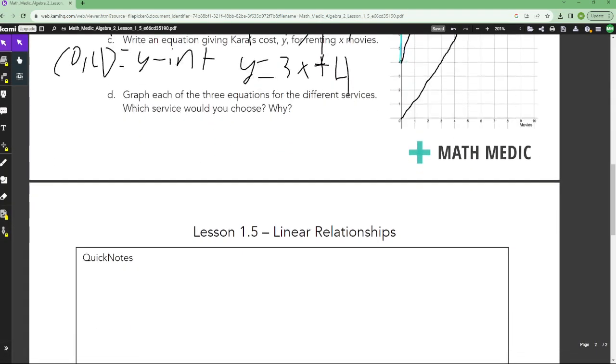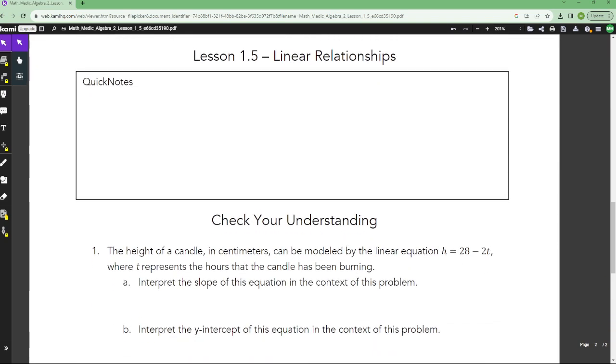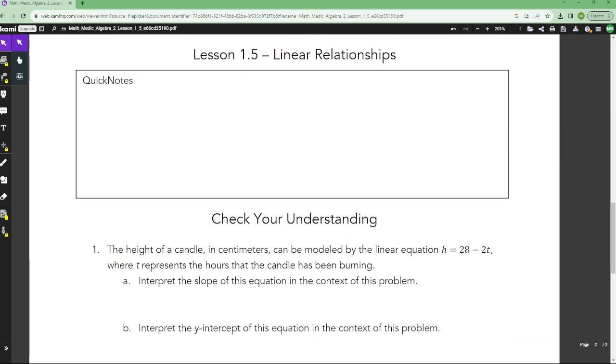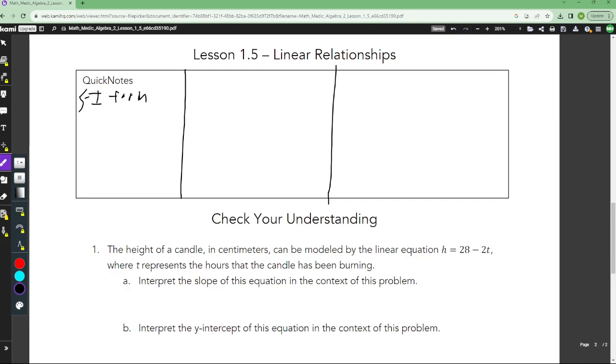Now we're going to go on to explaining what this has to do with Algebra 2. So this is linear relationships. So this should be review, but we will still go over it. I'm going to take a few notes, divide it into thirds. So slope-intercept form. I'll zoom in here.